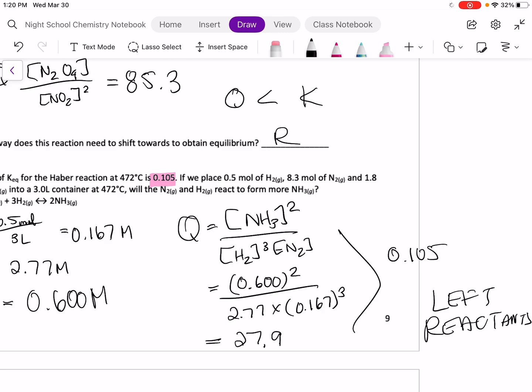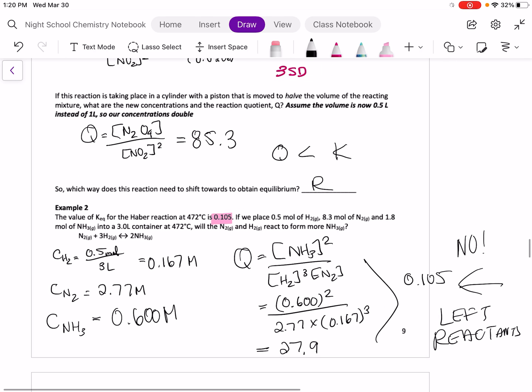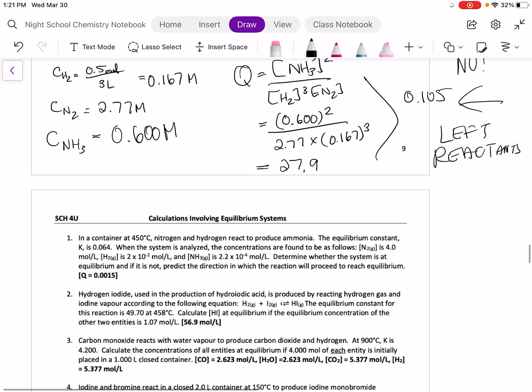And to answer the question, will more NH3 form? No, because I'm going towards my reactants. So we won't make more NH3. Again, we're using Q whenever we are looking at the direction, what will form more of, when I'm given the values of what I have at my equilibrium. Try this on your own.